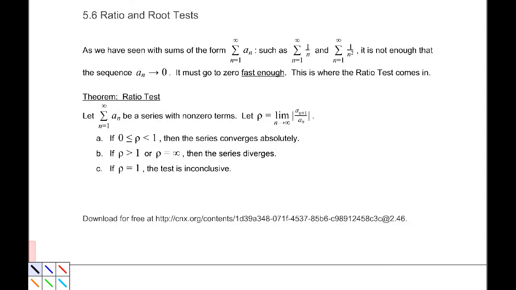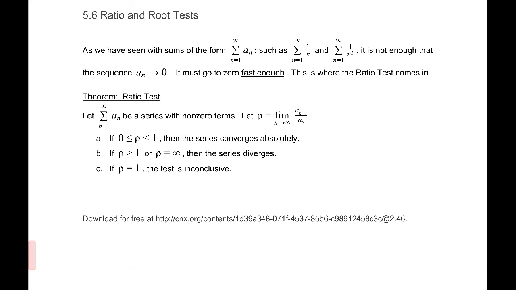5.6, ratio and root test. As we've seen with some sums of the form the sum from 1 to infinity, the series of a sub n, such as the series of 1 over n and the series 1 over n squared, it's actually not enough that the sequence itself, the sequence that defines our sum, goes to 0. It has to go to 0 fast enough.